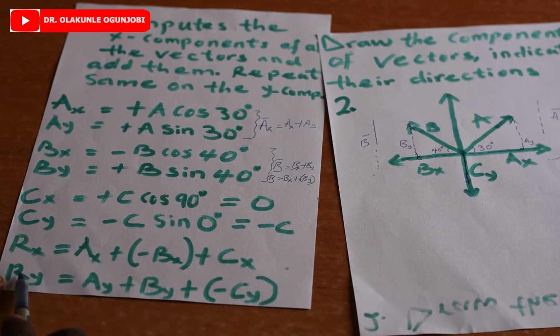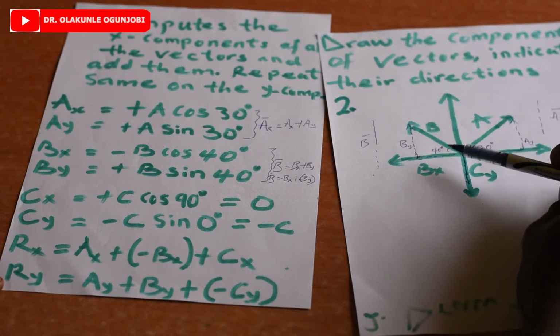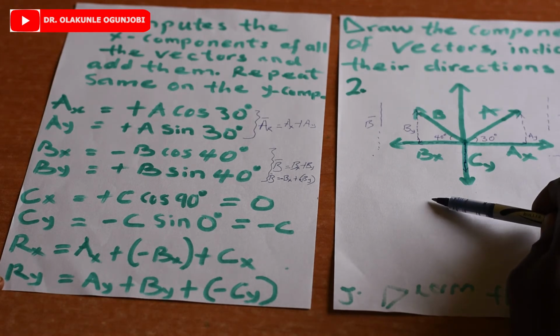Okay? And you can do the same for the y direction. So in this case, you have Ay plus By plus what? Minus Cy. It is minus because Cy is along the negative y-axis.